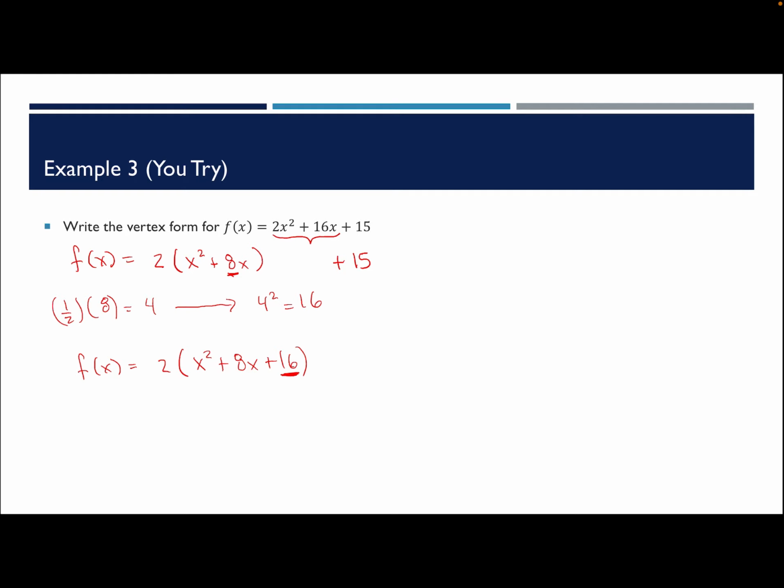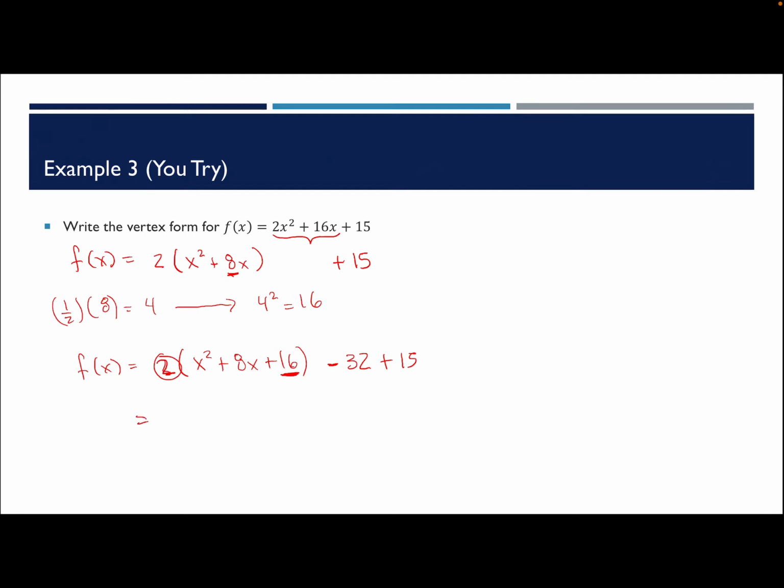But we have to worry about the 2 in the front. So whatever we subtract, so we really added 32 to this quadratic function. So we really need to subtract 32. So we're going to have minus 32 plus 15. And that's just because we multiply the 2 and the 16 to get the negative 32.